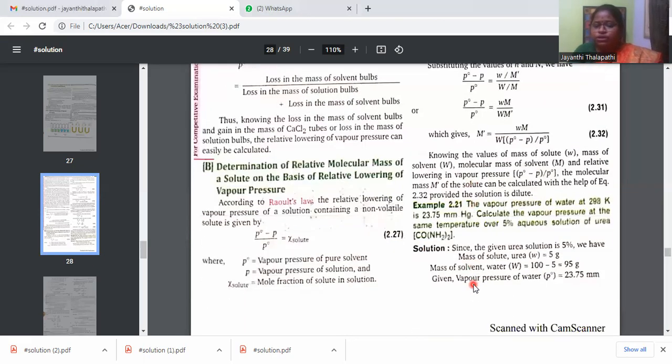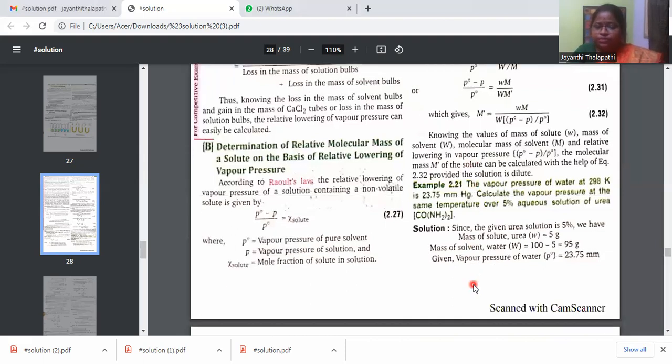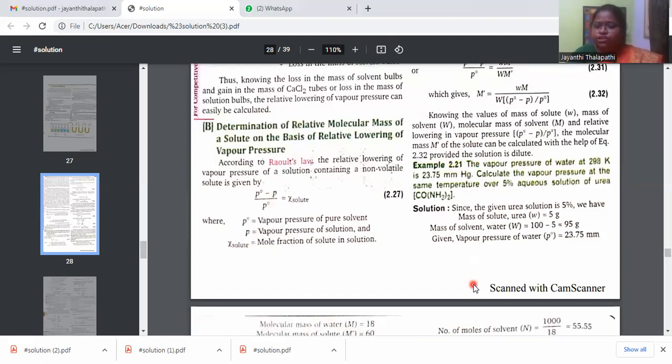The vapor pressure of water at 298 Kelvin is 23.75 mm mercury. Calculate the vapor pressure at the same temperature over a 5% aqueous solution of urea. Okay, over here urea's formula is given. So what are all the data given here? Urea 5%, which means 5 gram in 100 grams. So mass of solute, mass of urea is 5 gram, and the solvent is water, which is urea in water. So water is 95 gram. So 5 gram urea, 95 gram water.